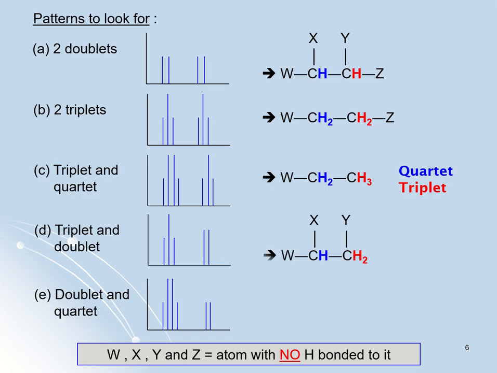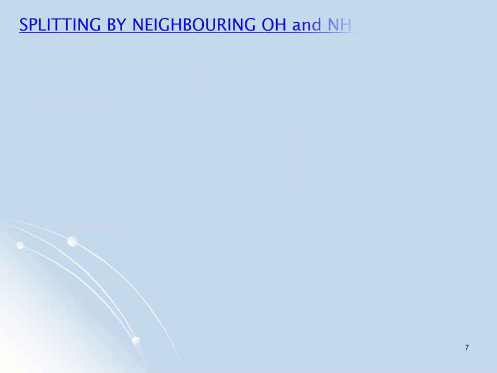I have a triplet and a doublet. So I have a CH2 beside a CH. And I have a doublet beside a quartet. So I have a CH3 beside a CH. So these are all patterns, guys, that you want to start picking up whenever you see them.